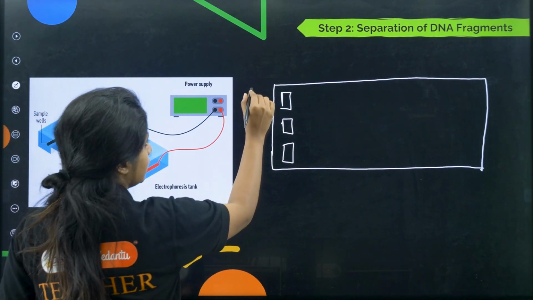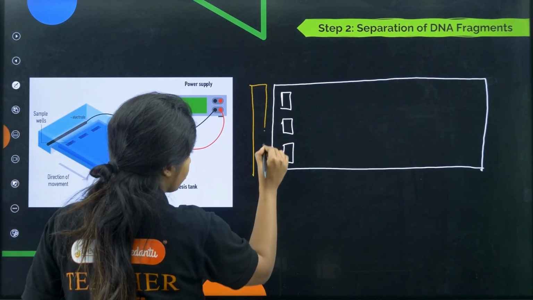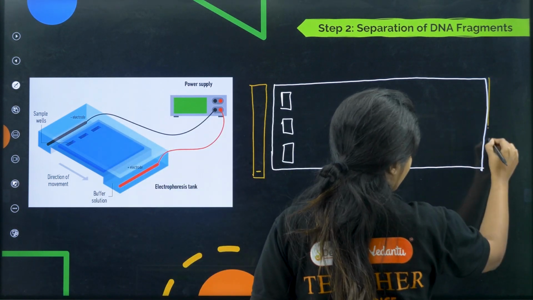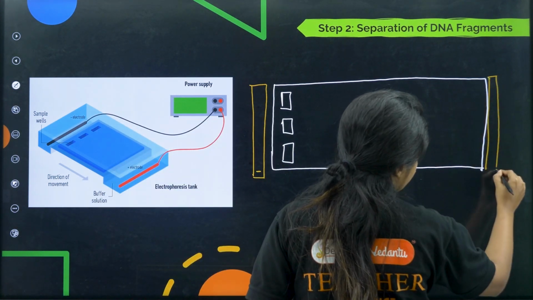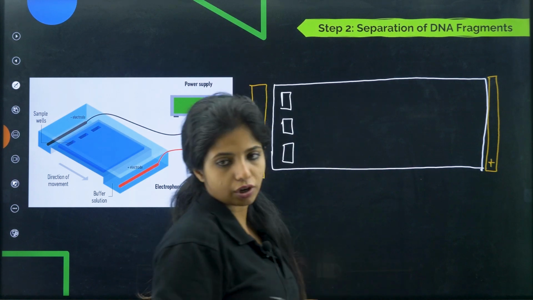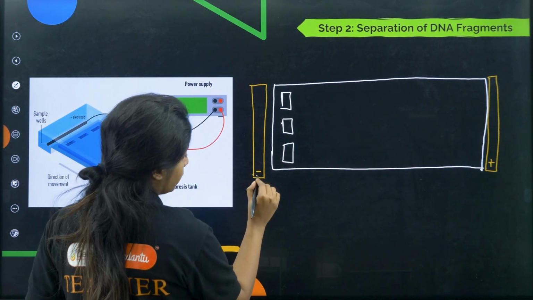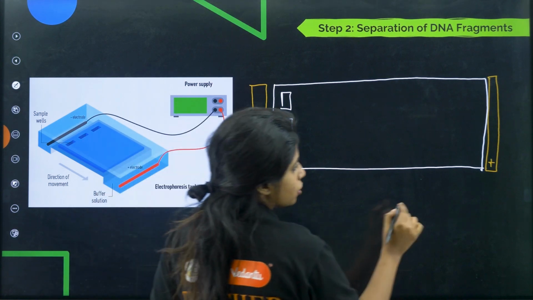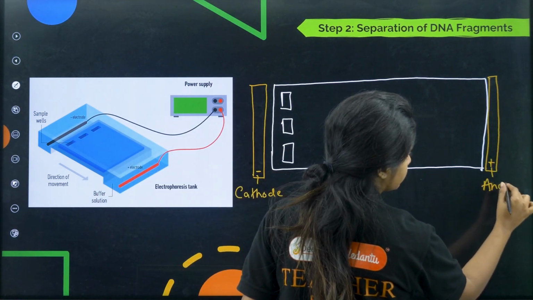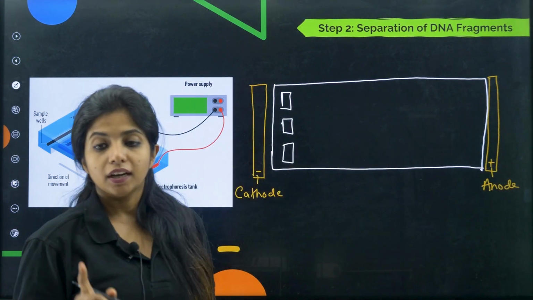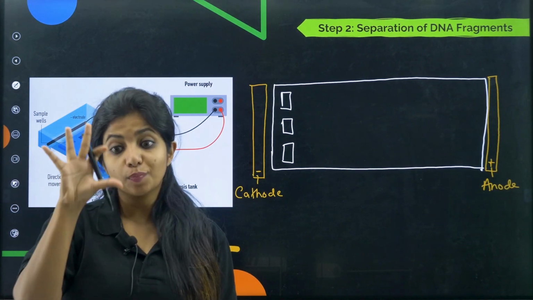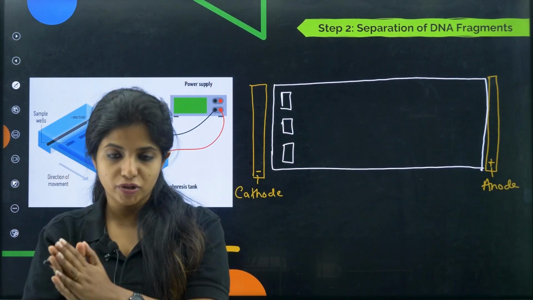Here I will be having an electrode which should be negatively charged, and here also I will be having an electrode which should be positively charged. This negatively charged one I call the cathode, and the positively charged one I call the anode. How do I remember it? Listen, cat has paws, so basically cations are positive.